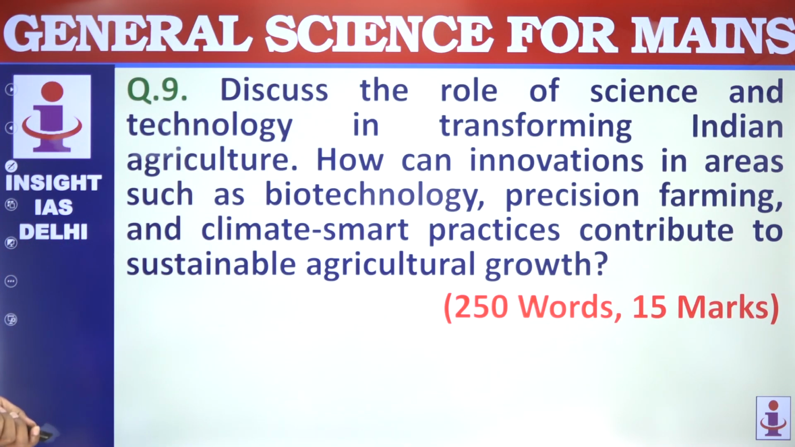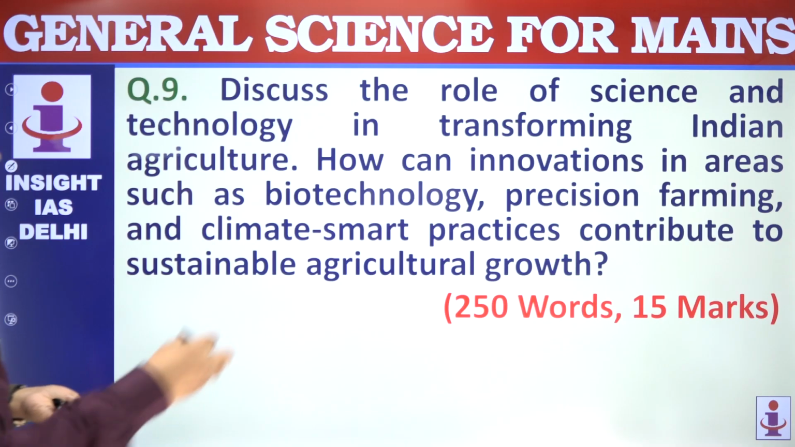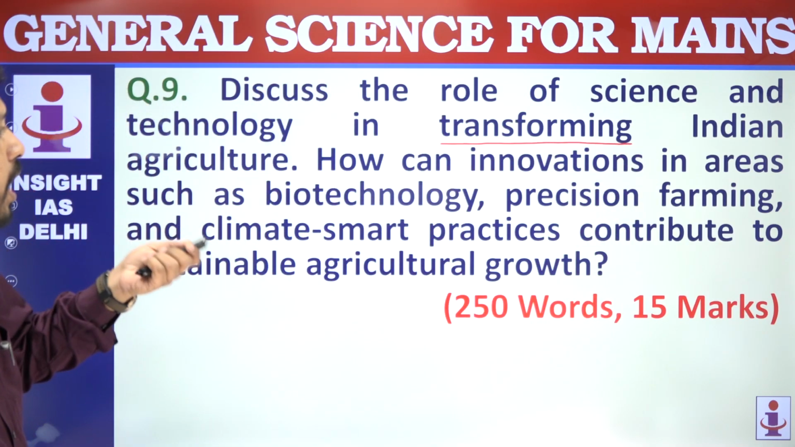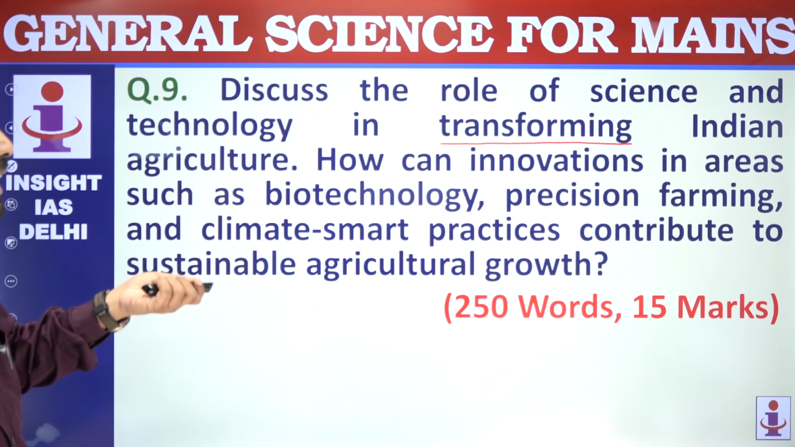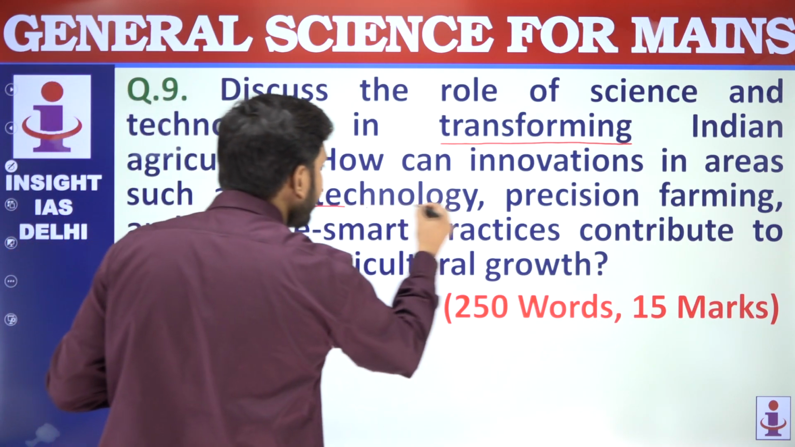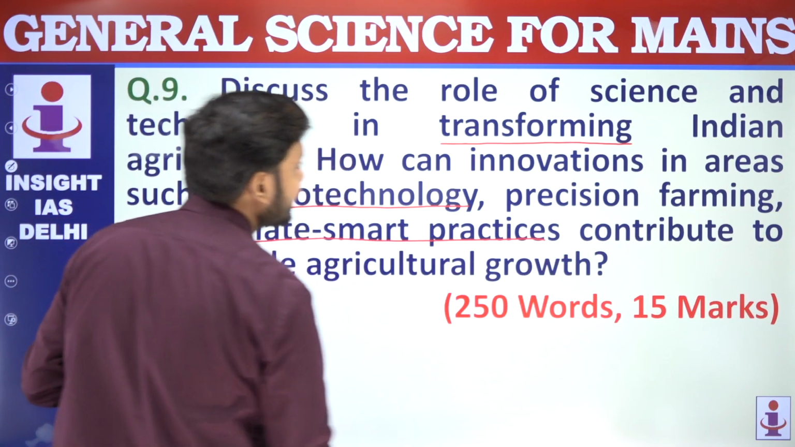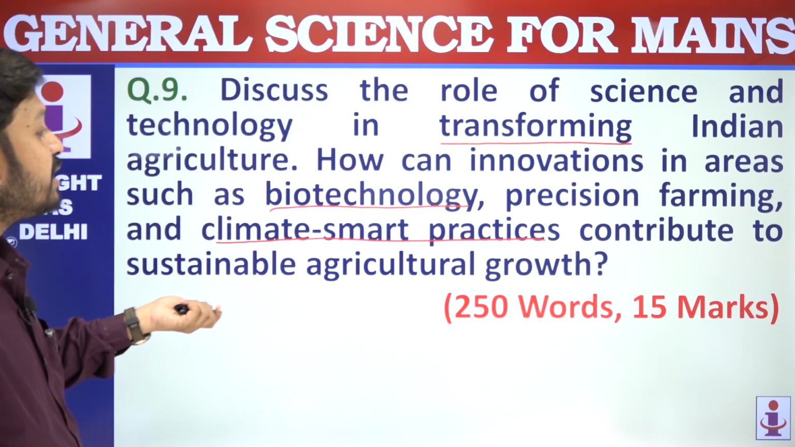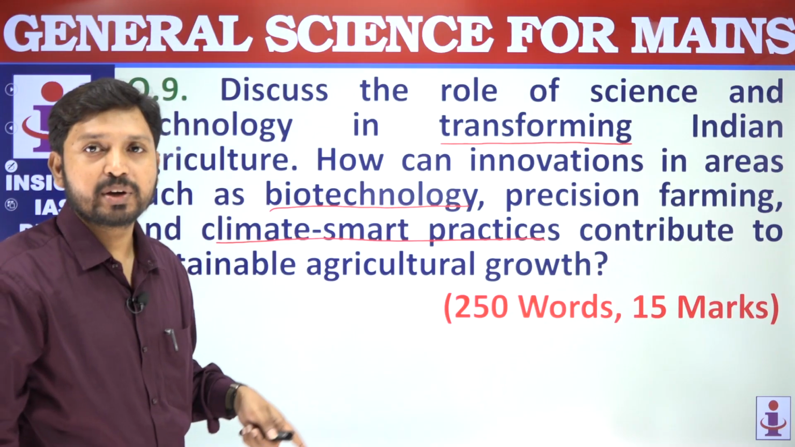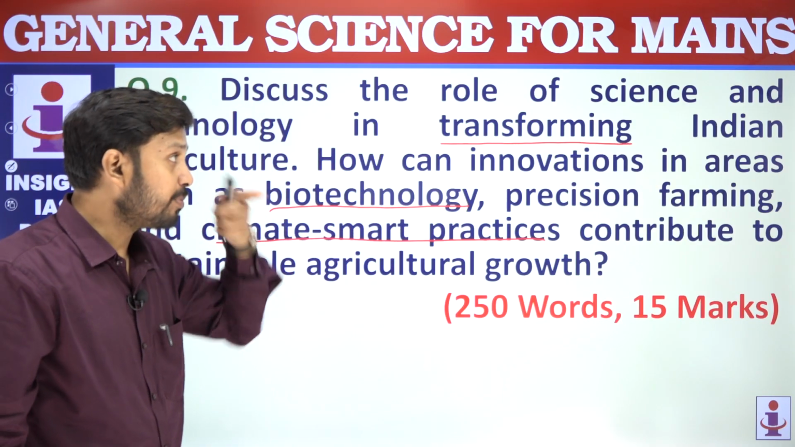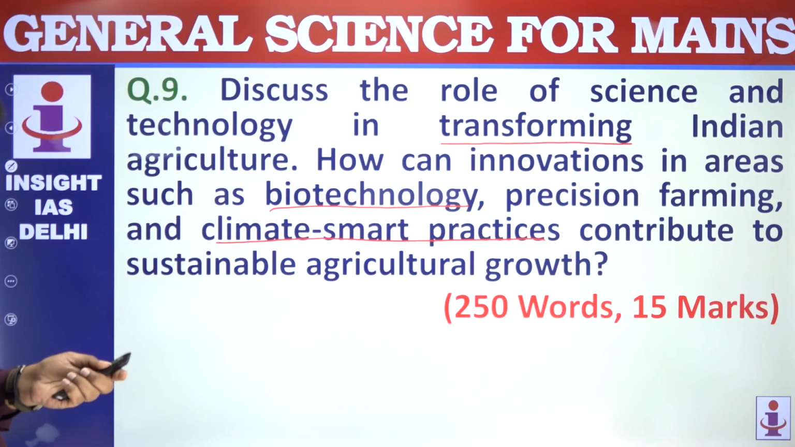Discuss the role of science and technology in transforming India's agriculture. How can innovation in areas such as biotechnology, precision farming and climate smart practices contribute to sustainable agricultural growth within the country? So they have mentioned particularly these things, and they have also asked how science has transformed India's agriculture.